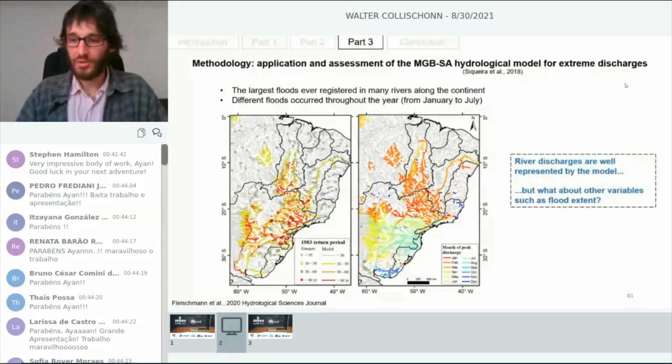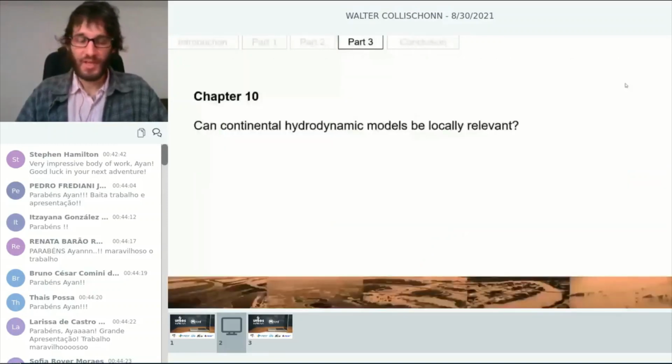So if the models can represent the discharges well, what about other important variables such as flood extent and water levels? And this leads to the second chapter of part 3, chapter 10, where we try to understand whether these continental models can be considered locally relevant in terms of variables other than river discharge.